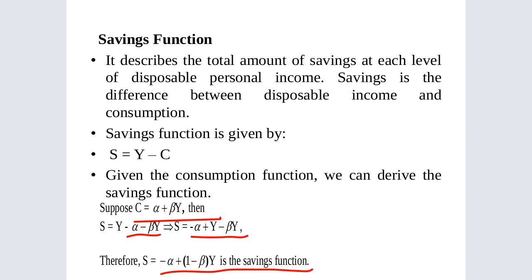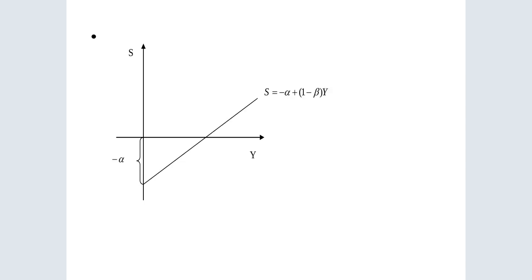You simply rearrange the consumption function that you have. We have said that savings is the difference between the disposable income and consumption. So y simply represents the income, or the disposable income. So if you draw the savings function, it will look like this. So this is the savings function. So you can see this upward sloping.